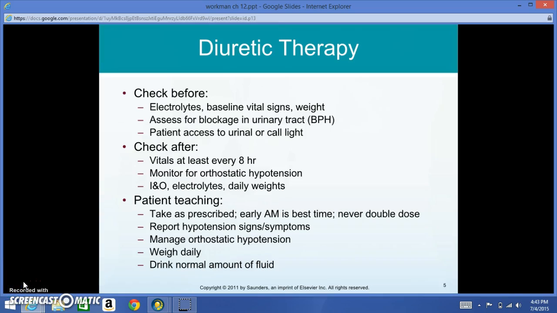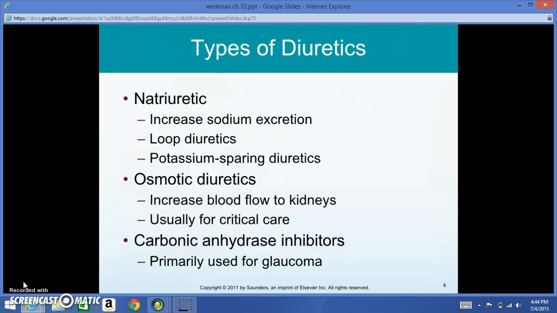They also can drink a normal amount of fluid. There's no reason for, well, it depends, to be honest with you. Patients in heart failure who are also on diuretic therapy and are on other heart medications that we'll learn about later, sometimes they're on fluid restrictions, but in general, if they're on maybe one diuretic pill, like a thiazide drug, they could very well just drink what they normally do.